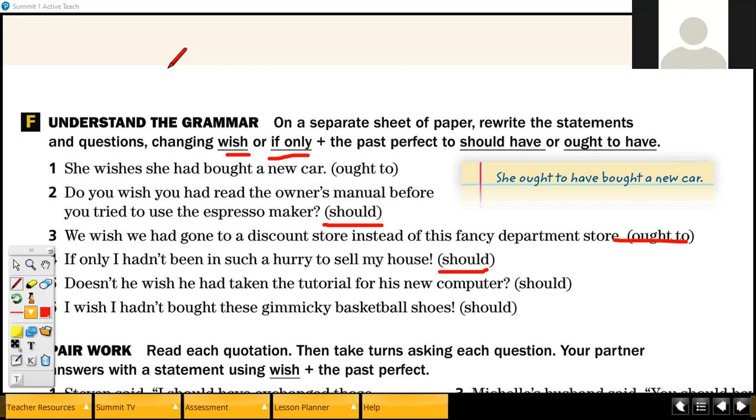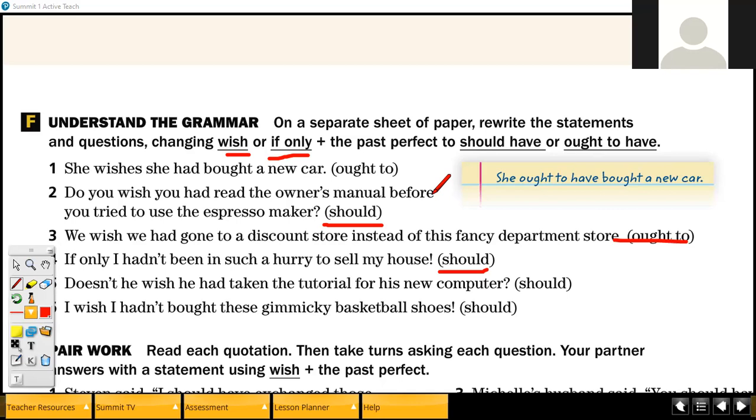Okay, sorry, Ale. Can you repeat number 2, please? Should you have read the owner's manual before you try to use the espresso maker? Yes. Should you have read the owner's manual? Okay, very good. Excellent. All right. Okay, continue with number 3. Paola, can you please read number 3? Okay. We ought to.